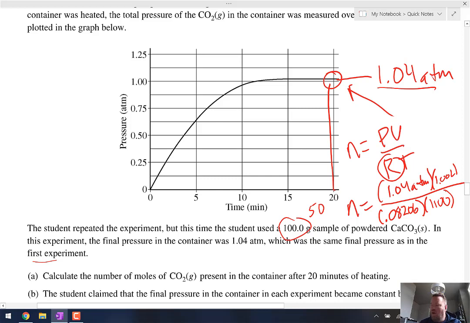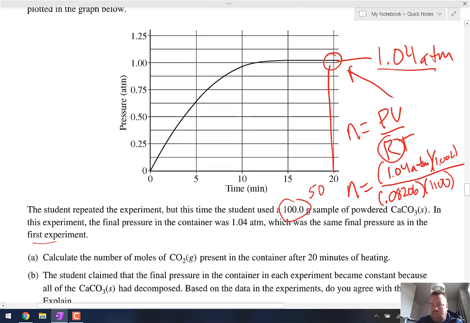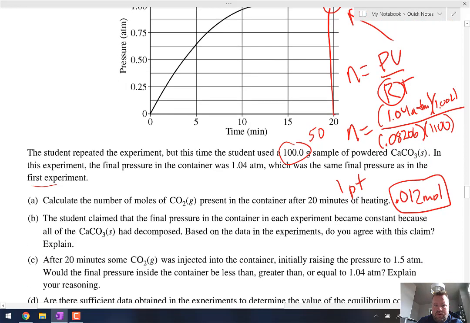Okay, and now we're going to take those numbers, multiply the numbers on the top, divide the numbers on the bottom, and we get a number of moles equal to 0.012 moles. And that is just a 1-point response for the correct answer.